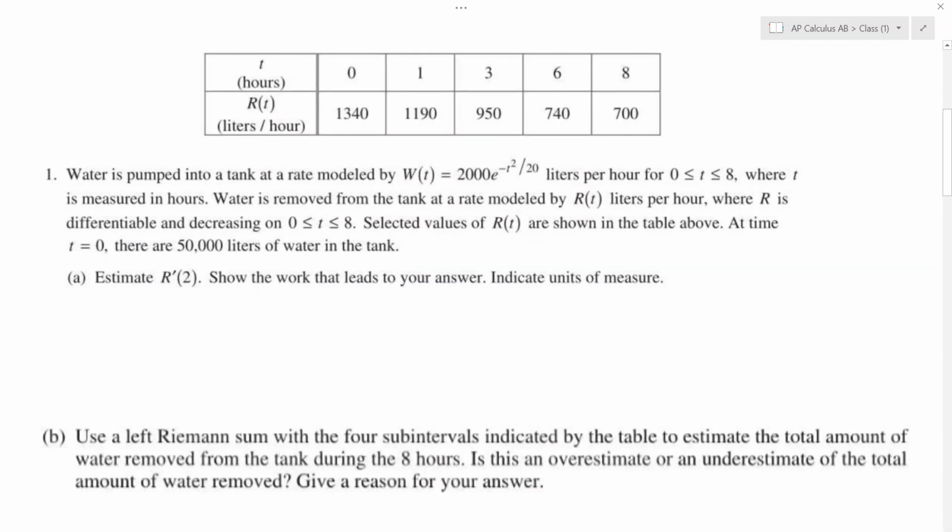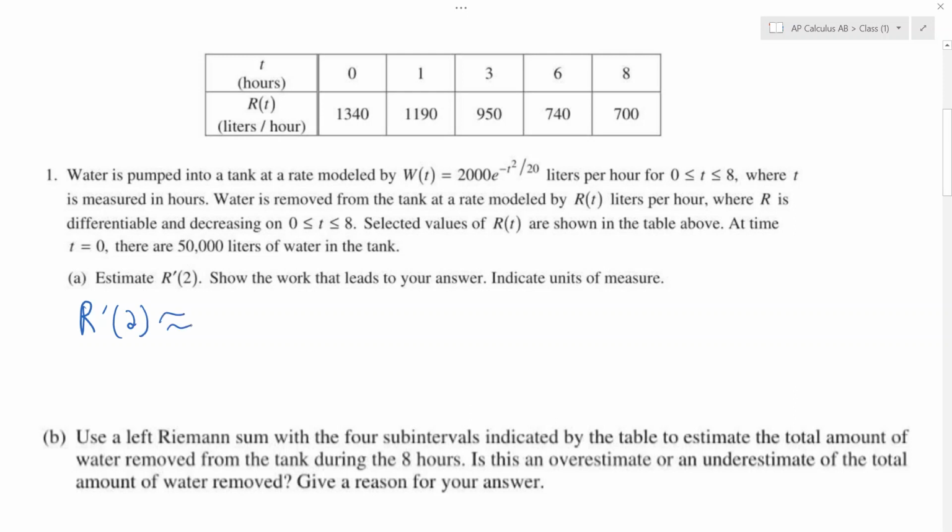If you want to approximate R prime at 2, we talked about this. That means you just got to find slope on the interval where 2 is. So you always write what you're approximating. R prime of 2 is approximately equal to, and you could, if you want to do this, we're doing R of 3 minus R of 1 over 3 minus 1. Okay? And just writing out what you're doing shows that you know what you're doing, first off. And if you make a mistake, you still get a point for writing that formula out.